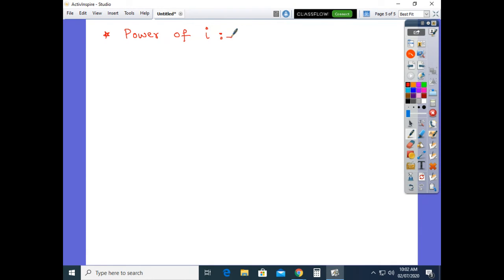We relate with the power of iota. As I told you earlier, iota squared is equal to minus 1. By the definition of a complex number, iota is equal to the square root of minus 1. Now here we take the powers of iota and we get different answers.